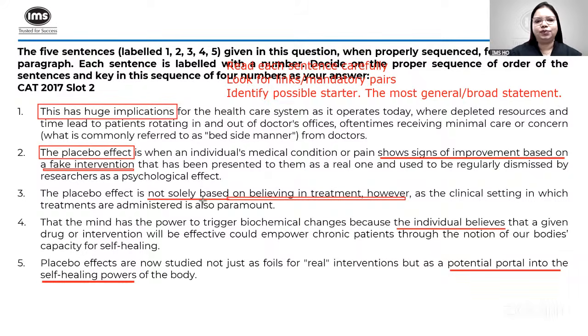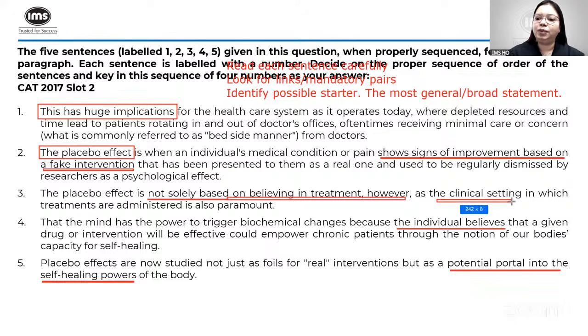So what is it that's working? Apparently, what's working is his belief that this drug is working on him, correct? It's his mind that's making him heal, correct? So the mind has the power to trigger changes because the individual believes. This is the placebo effect, okay? But you see, 3 is saying that it is not solely based on believing in treatment because the setting is also important. It is not just about belief.